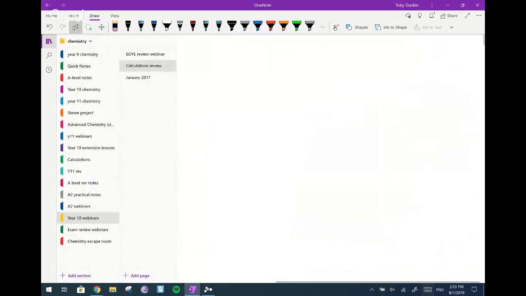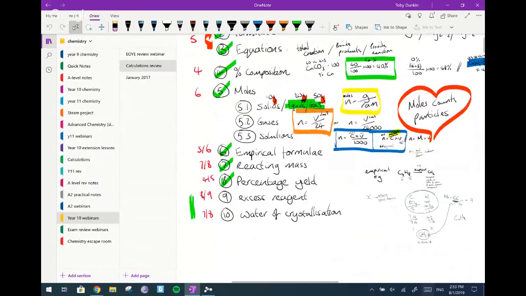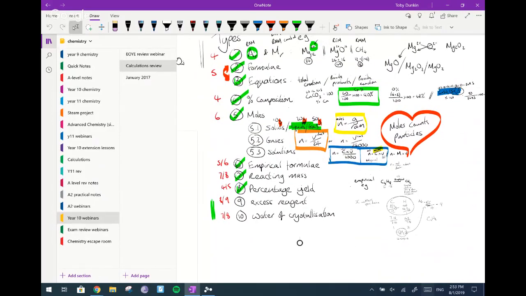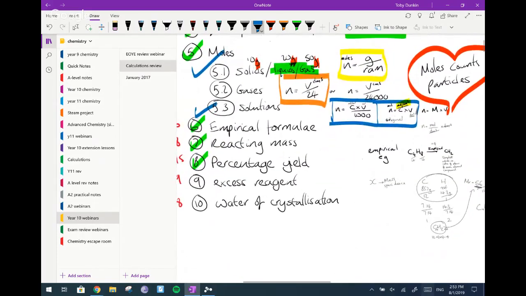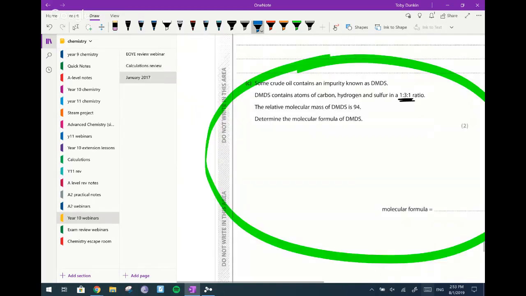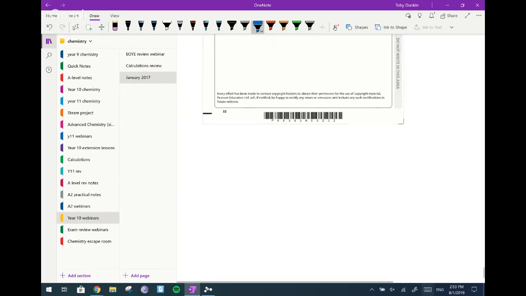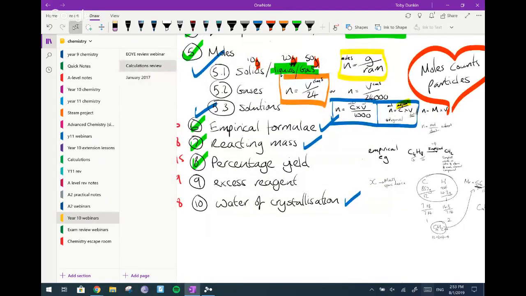So now I'm getting completely lost in this. I've done nearly an hour already, but what I want to quickly flag up is how many of these questions need the Ar and Mr added to your calculation. That was in your exam paper. Formula and equations were. Percentage composition didn't appear. Moles in solids did. Moles in gas and solutions did. Empirical formula did. Reacting mass did. Water of crystallization did. The only ones that didn't appear were percentage yield and excess reagents. It's a lot. You realize how these calculations permeate your entire exam. So it's an important thing for me to go through with you.